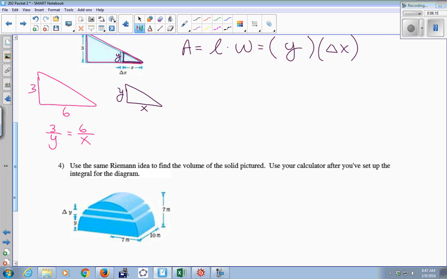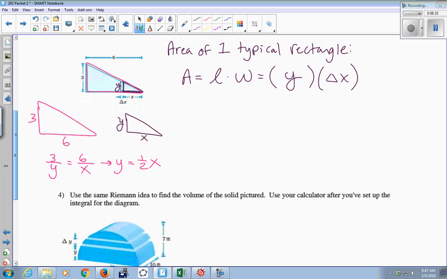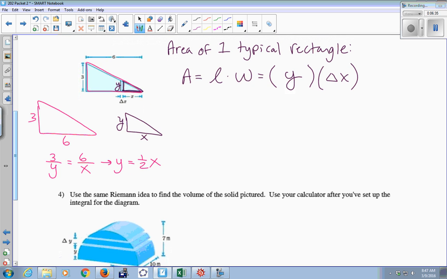And then if I solve this for y, you get 1/2 x. So 3x equals 6y, divide both sides by 6, you get y equals 1/2 x. All right, so the area of one slice is going to be y times delta x, but y is really 1/2 x.